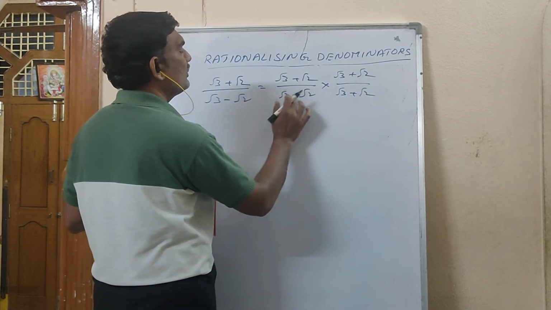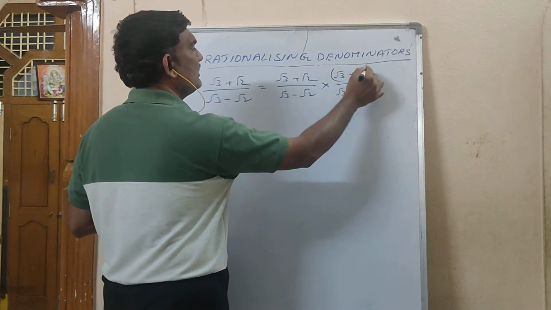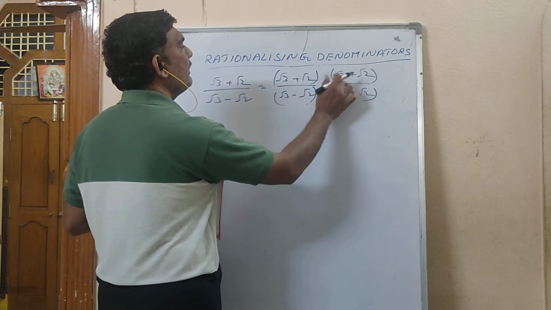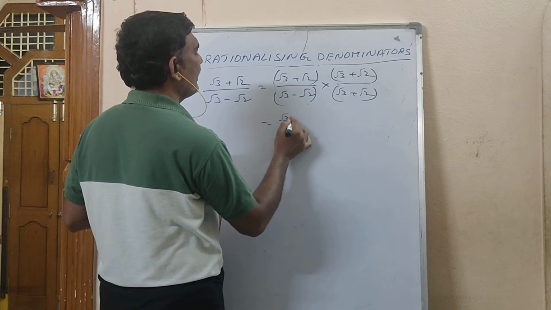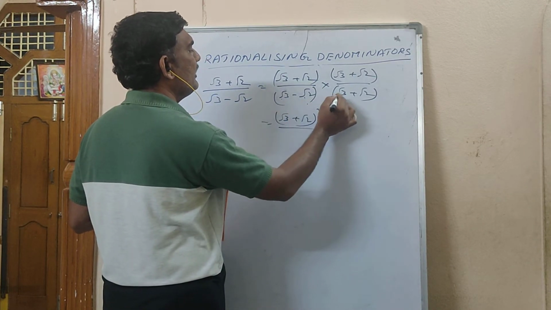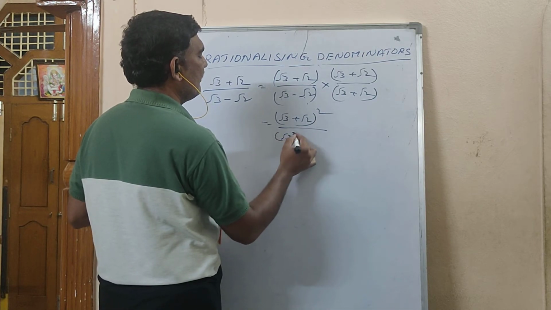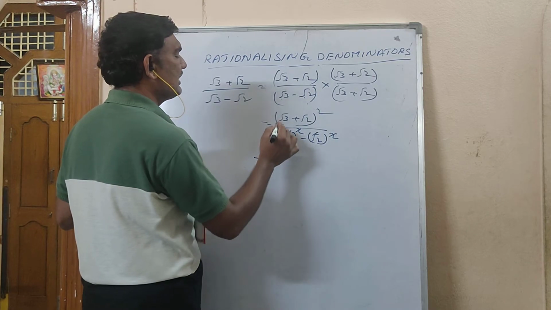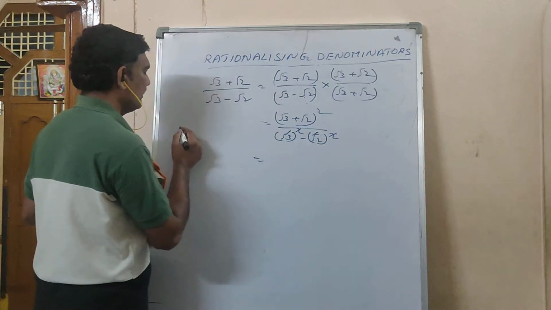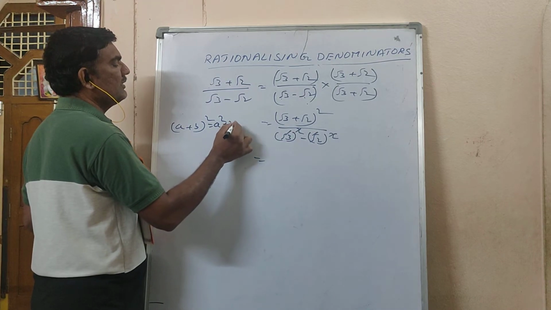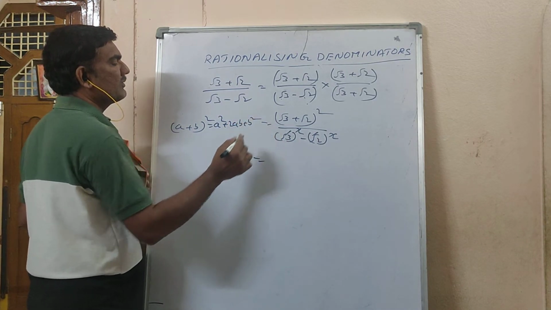What is the rationalizing factor of root 3 minus root 2? Root 3 plus root 2. With this you have to multiply and divide. Now a plus b, a plus b: a plus b whole square. Root 3 plus root 2 whole square by a minus b into a plus b, a square minus b square. Square and square root cancelled. A plus b whole square expansion: a square plus 2ab plus b square.